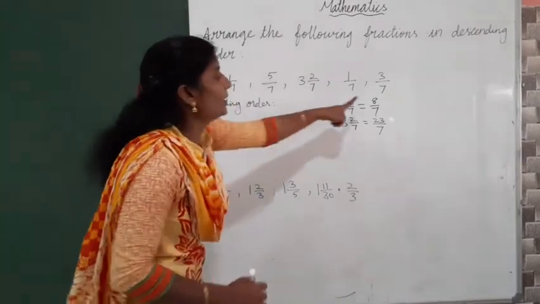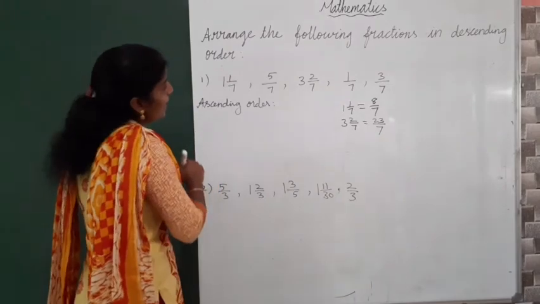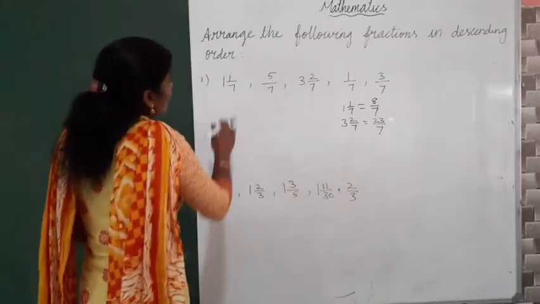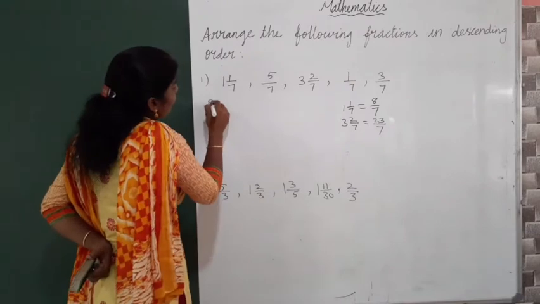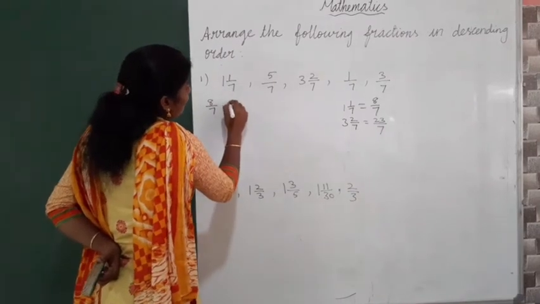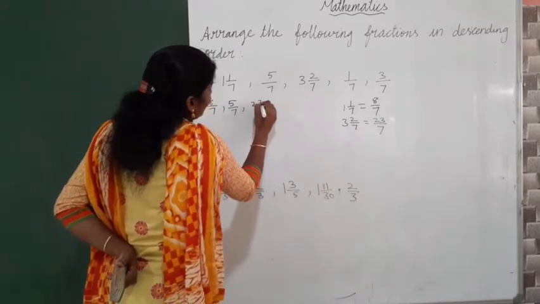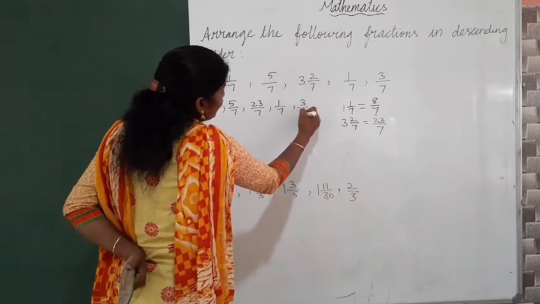1 by 7 is equal to 8 by 7, isn't it? Otherwise, we can write this question one more time: 1 by 7, so that is 8 by 7. Then 5 by 7. Then 3 2 by 7 is 23 by 7. Then 1 by 7 and 3 by 7.